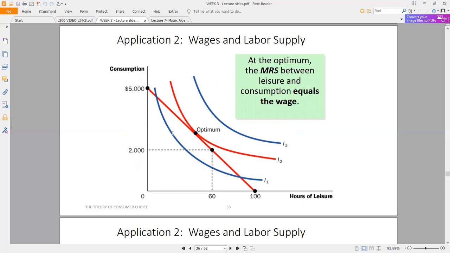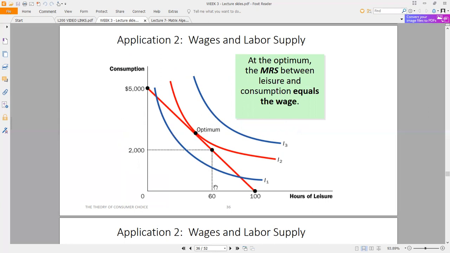Now let's look at the optimal bundle. Now this is the budget constraint, and then this is the indifference curve. Here the marginal rate of substitution for the indifference curve is the wage rate. That's the trade-off between leisure and consumption, measured by the wage rate. So now at this optimal, this is the optimal bundle.